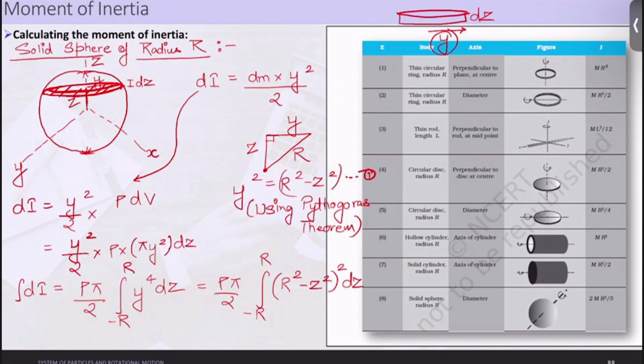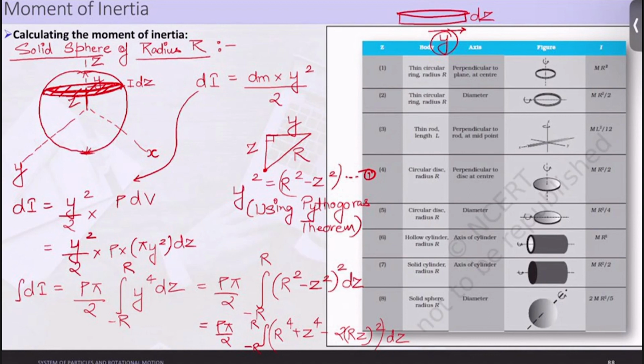I'm not doing the integration here. I'm just telling you how this integration is performed. So what will you do here? It's nothing but r to the power 4 plus z to the power 4 minus 2rz whole square, correct? And into dz. So r to the power 4 dz will give you r to the power 4 z. Similarly, z to the power 4 will give you z to the power 5 by 5, and minus 2 r square z square will give you minus 2 into r square into z to the power 3 by 3. In the places of z, we'll put minus r and plus r.